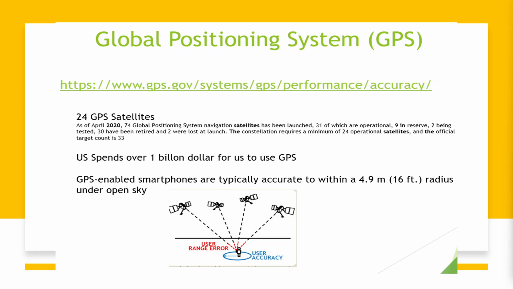And just a couple of little stats here. The U.S. spends over $1 billion for us to use the GPS, and it says GPS enabled smartphones, you know how accurate they are, typically accurate within 4.9 meters. Now this is, like I said, a little older, so this has been updated to like 5 feet. And if you notice here, the satellites, the user range error, user accuracy here.